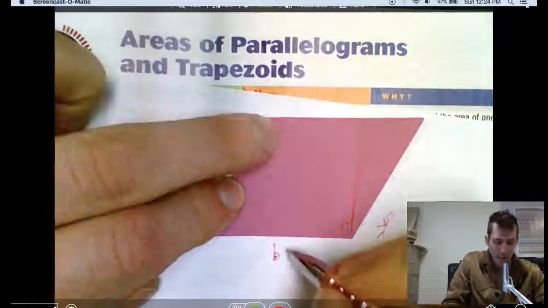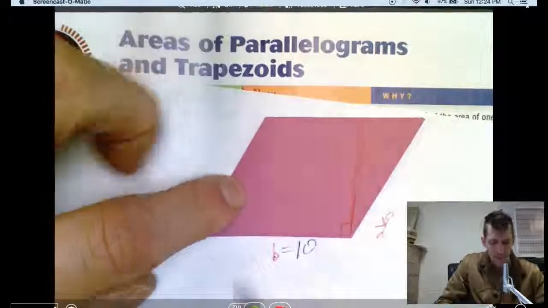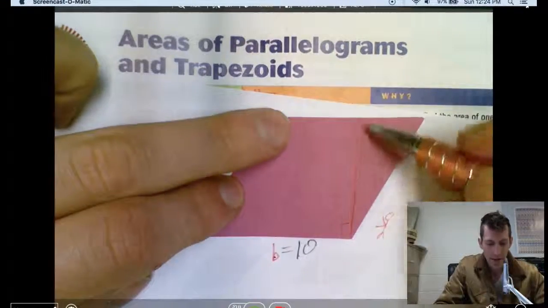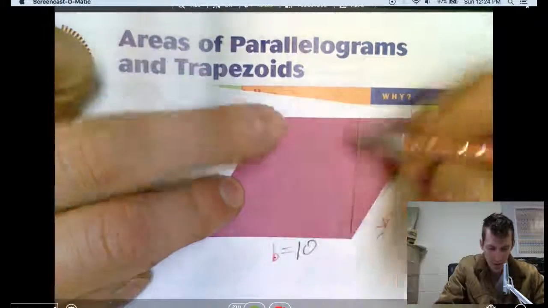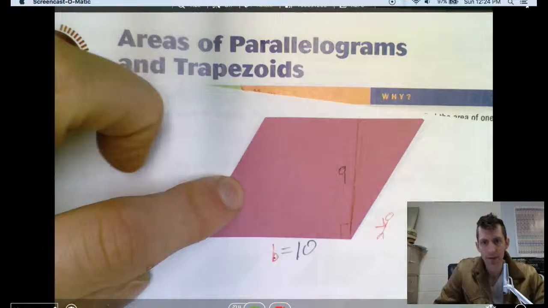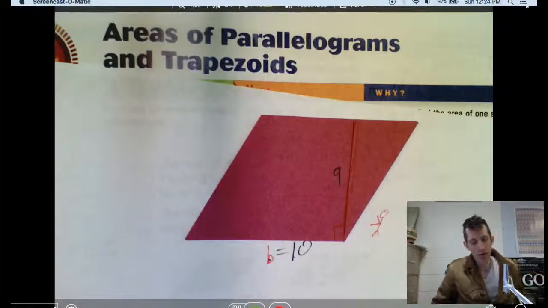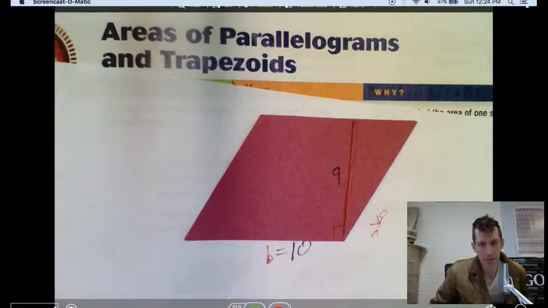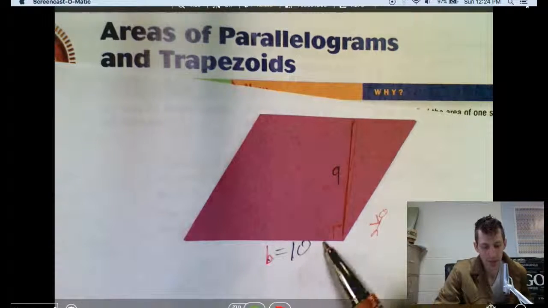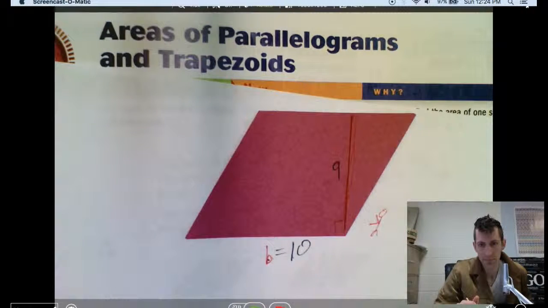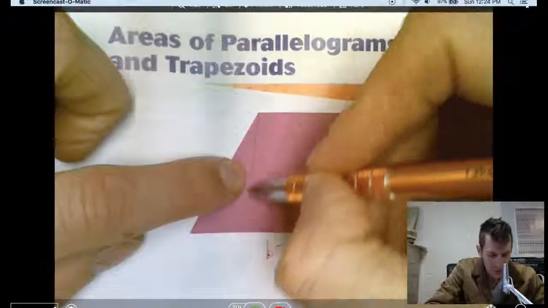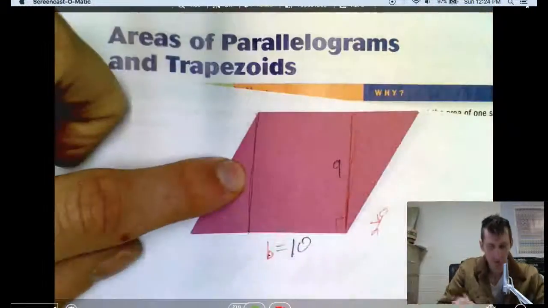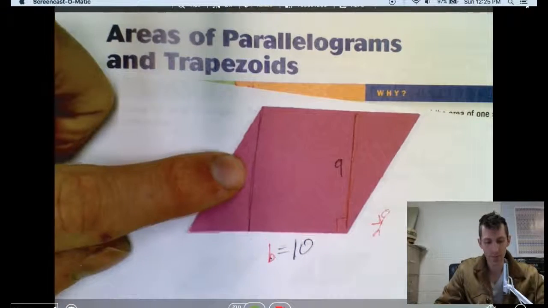So if the base here, let's say, is 10, and the height, which is perpendicular to the base, looks like a little less, so 9, all you have to do to find the area of a parallelogram is literally just do the base times the height. 10 times 9. Not very hard. I'll show you how it works here. If I cut, in fact, I might even do that real quick.